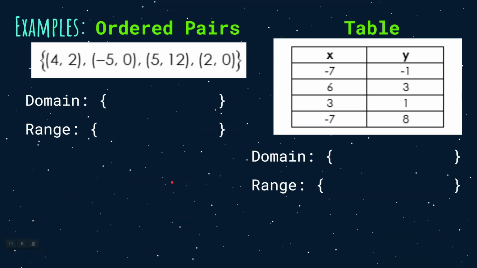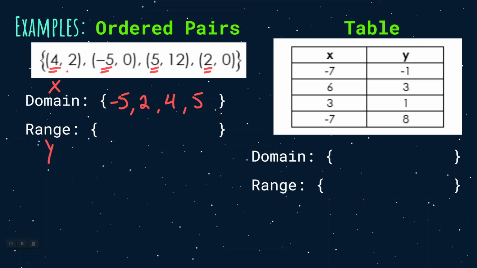So we want to be able to use the different representations to find the domain and the range for each of these. So the domain, again, that's just a list of all of our x values. So I'm thinking about where is the x value in each of these points. Well, it's the first number, so 4, -5, 5, and 2. You are supposed to write these in order from least to greatest. It really doesn't matter. As long as you include each of these x values, I'm going to write them in order from least to greatest. -5 is my smallest, then 2, then 4, and then 5. Those are all my x values.